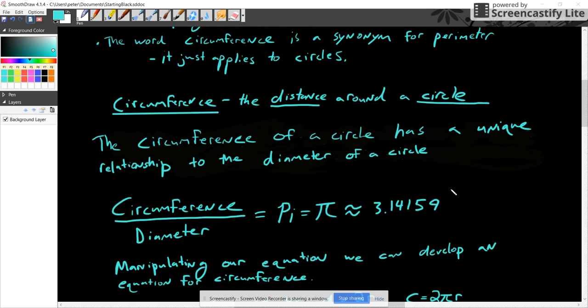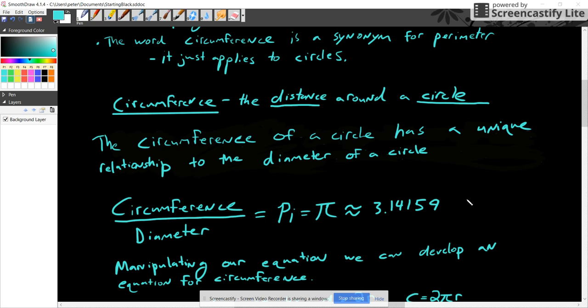There's also this crazy relationship, which is timely given the time of year. We are approaching one of my favorite days of the year, Pi Day. There's a unique relationship between the diameter of a circle and its circumference. We get that relationship by saying the circumference divided by the diameter is equal to pi. This is how it's spelled. This is a Greek letter pi. It is approximately 3.14159.